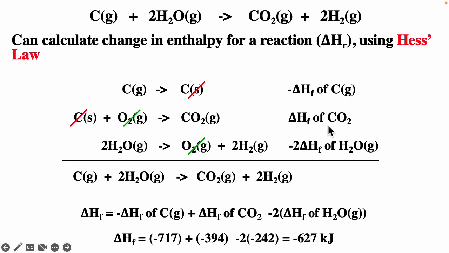The enthalpy of formation for CO2 gas is going from carbon solid plus O2 gas to CO2 gas, so that's just the enthalpy of formation. Then we have the enthalpy of formation of H2O gas, but we're flipping it and multiplying by 2, so minus 2 times the delta HF of H2O gas. Now if we add these three reactions, notice that carbon solid cancels, O2 cancels, O2 cancels. We get the reaction that we're looking for. We add the corresponding delta H's, and we get minus 627.